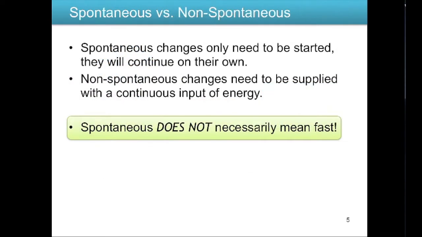So as I said before, spontaneous changes only need to be started, and then once started, they will continue on their own, whereas non-spontaneous changes need to be supplied with a continuous input of energy. Now, the one thing to remember about spontaneous reactions is that it has absolutely nothing to do with how fast a reaction will proceed. Spontaneous just means that the reaction will proceed in a specified direction, but it does not tell us anything about how fast that reaction or process will proceed in that direction.